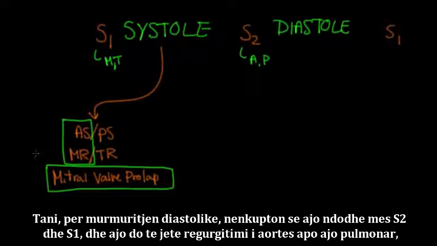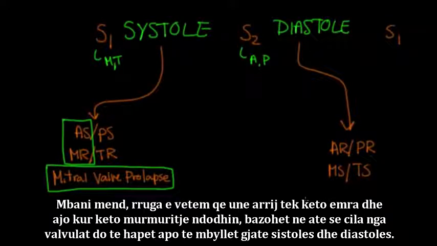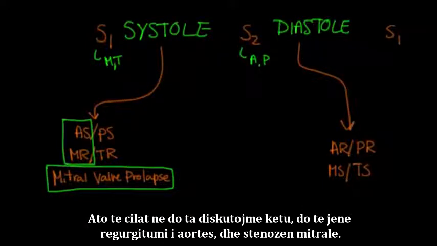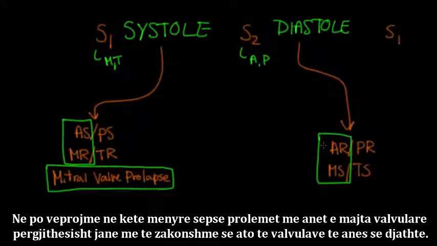Now for diastolic murmurs, meaning they occur between S2 and S1, these are going to be aortic regurgitation or pulmonic regurgitation, and mitral stenosis and tricuspid stenosis. And remember, the only way I'm arriving at these names and when these murmurs occur is based on which valves should be open or closed during systole and diastole. The ones we're really going to discuss here are aortic regurgitation and mitral stenosis. Again, you'll notice these are the left-sided valves, and we're doing this because left-sided valve problems are generally much more common than right-sided valve problems.